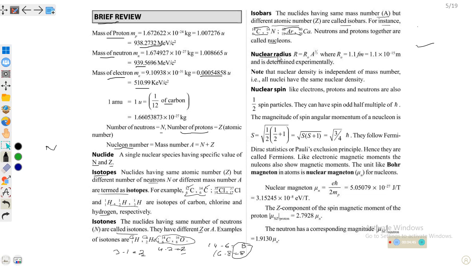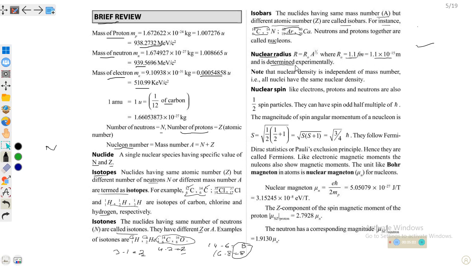The second thing is the nuclear radius. The nuclear radius can be found as R = R₀A^(1/3), where R₀ is a constant equal to 1.1 fermi, or femtometers, which is equal to 1.1 × 10^-15 meter, because femto is 10^-15.